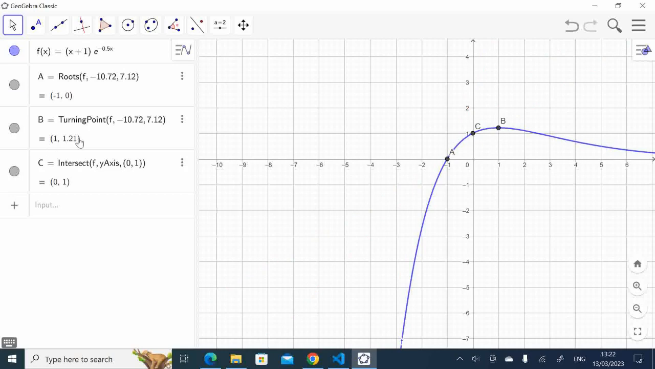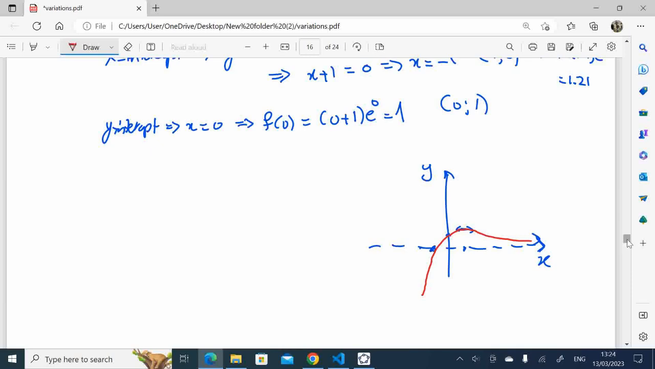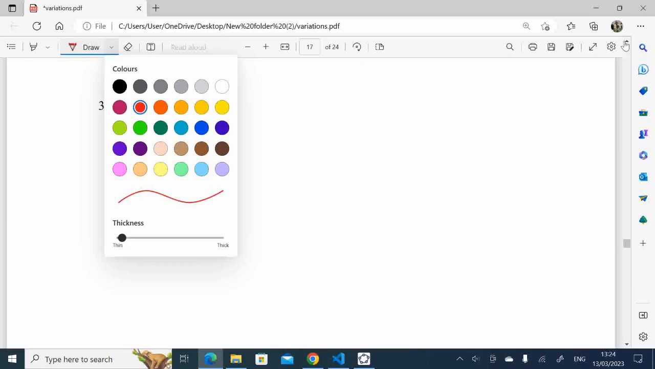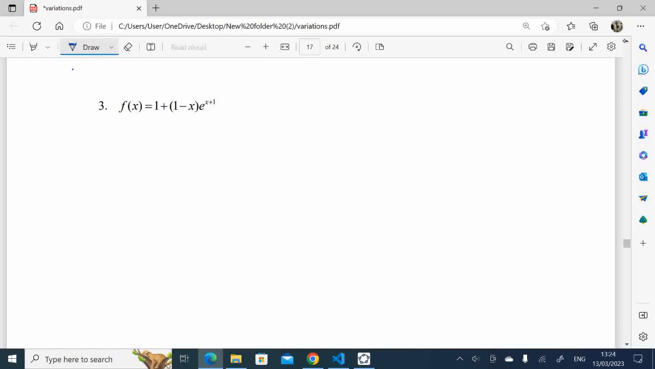Let's go now to the third part. In the third part we have f of x equal to 1 plus (1 minus x) e^(x+1). So again we start by finding the domain. Obviously this function is defined everywhere, so the domain here is going to be minus infinity to plus infinity.